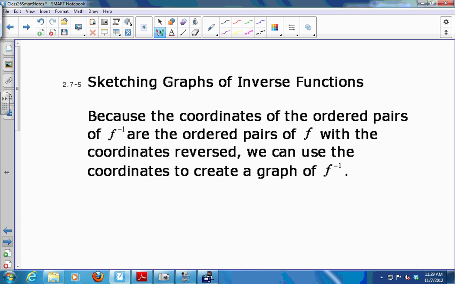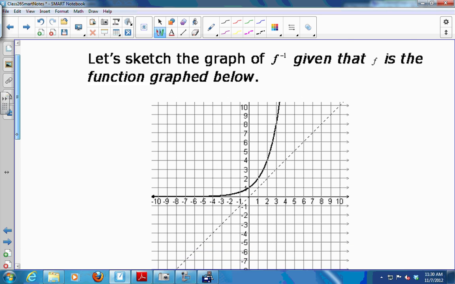All right, so moving on to a little bit different topic. We're going to sketch graphs of inverse functions. Now remember, inverse functions switch the role of input and output. They make x's y's and y's x's. So the coordinates of the ordered pairs on f inverse are the ordered pairs on f, but we switch the x and the y, right? So we can use the coordinates to create a graph of f inverse.